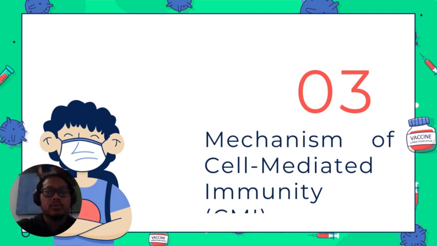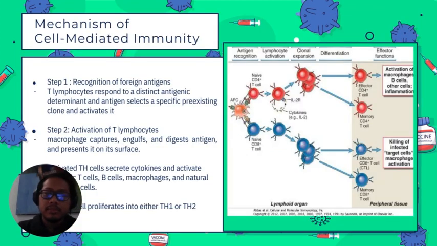So now I will continue with my part, which is on the mechanism of cell-mediated immunity. In the mechanism of cell-mediated immunity, we have four steps actually. The first step is the recognition of foreign antigens. The T lymphocyte will respond to a distinct antigenic determinant. An antigen selects a specific pre-existing clone and activates it.